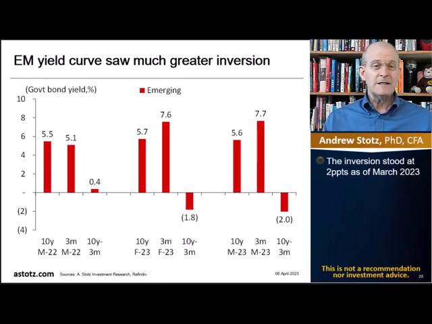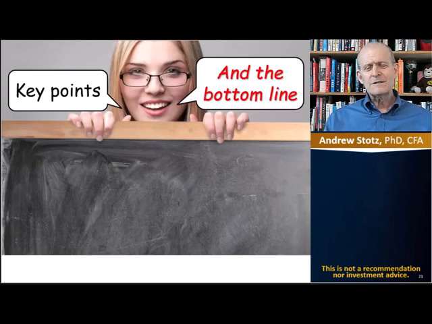So the question is, did it get better or worse in March of 2023? Well, the answer to that is it got worse. It went from 1.8 percentage points inversion to 2.0 percentage points inversion. And so what we can see from this is that I think the end result of this is that we're seeing a lot more inversion right now in the emerging markets. So what are the key points and the bottom line to take away from this analysis?